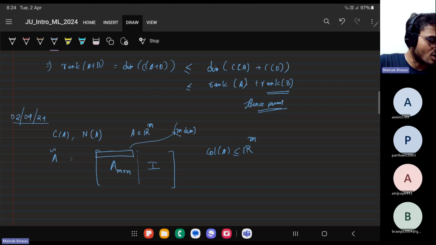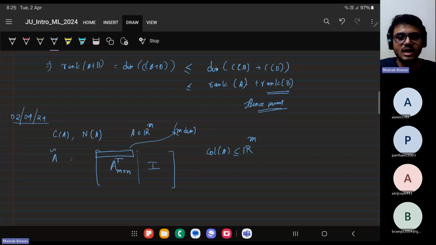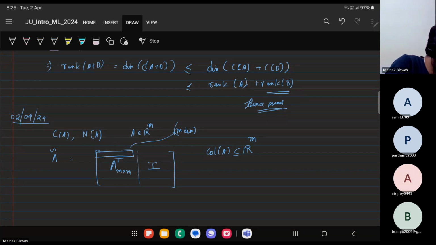So just augmenting A will not do. What do I have to do? I have to write A transpose, right? Earlier you found the row space and null space of A transpose. You can just do A transpose and you will find the other two, right? Now is it okay? Yes.